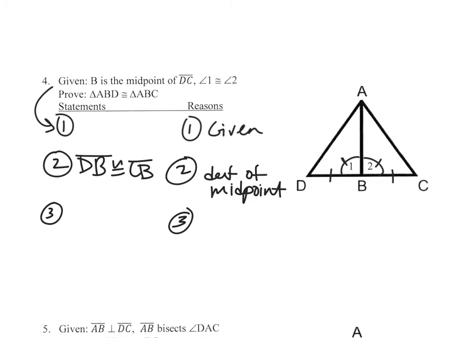Ava, how can I get another side? On number 4? DB is congruent to BC because of segment bisecting. We have those. We need one more side. Oh, AB. Yep, your shared side. AB to AB. What is the reason for that? I've done this several times.